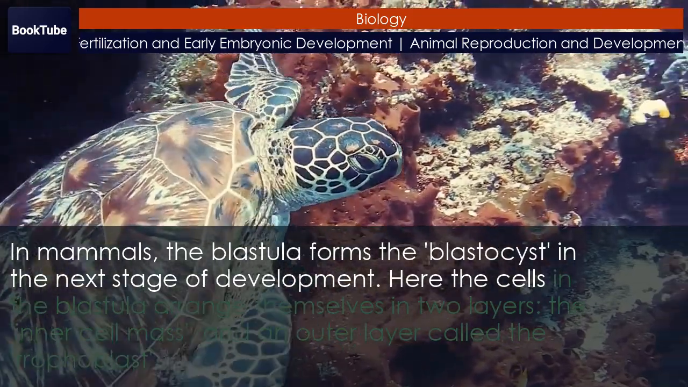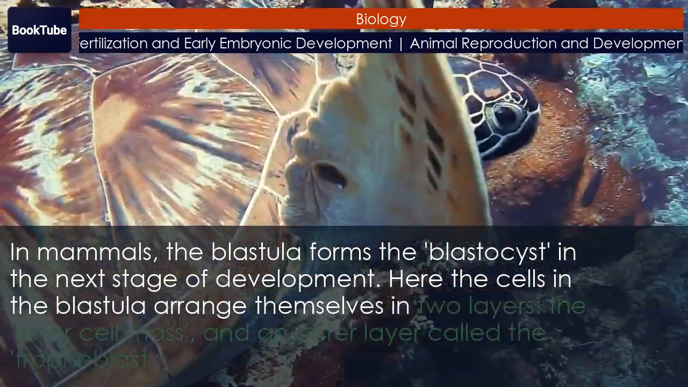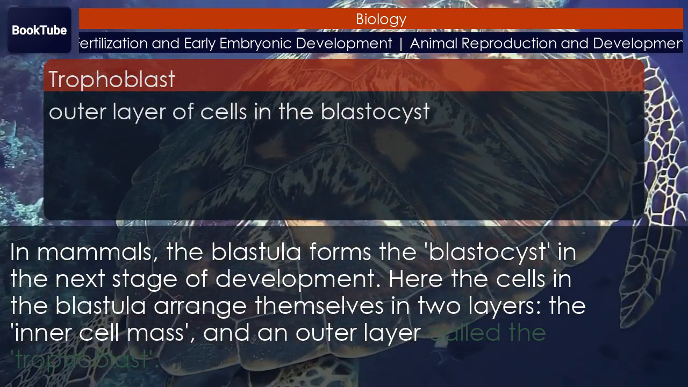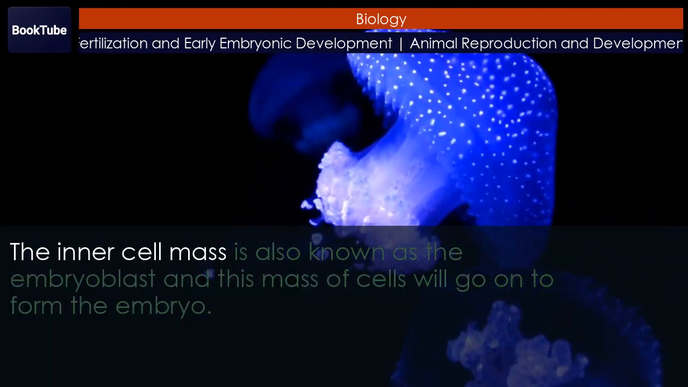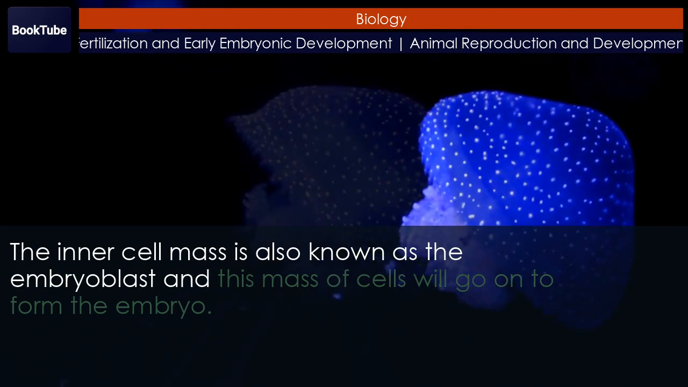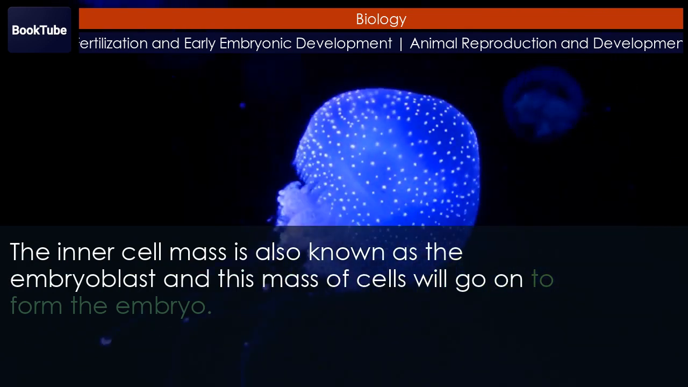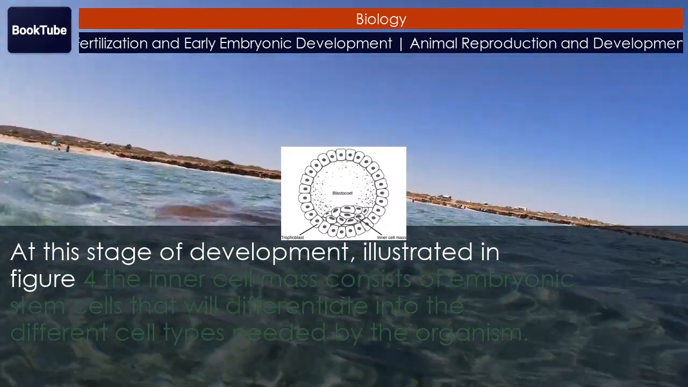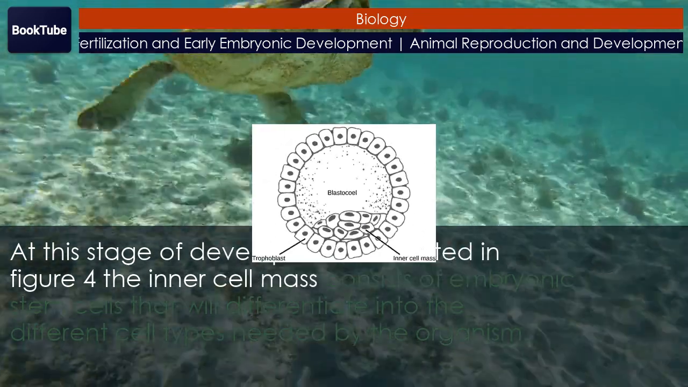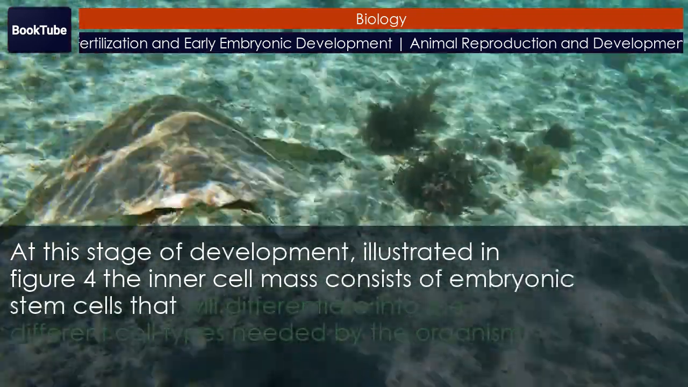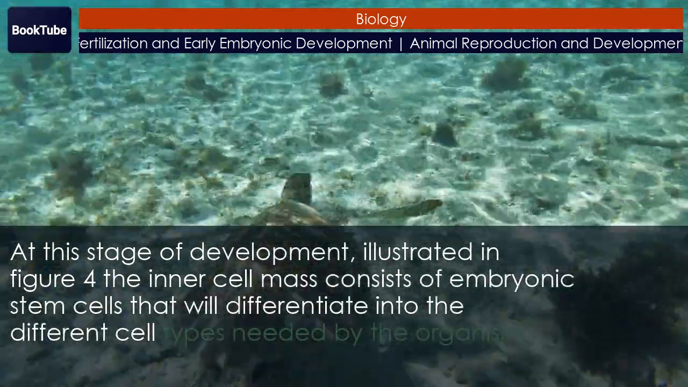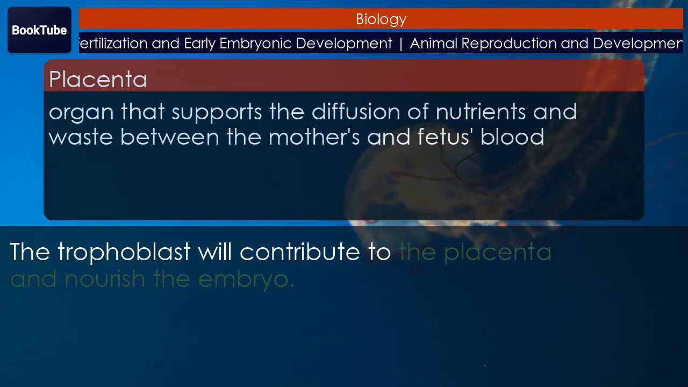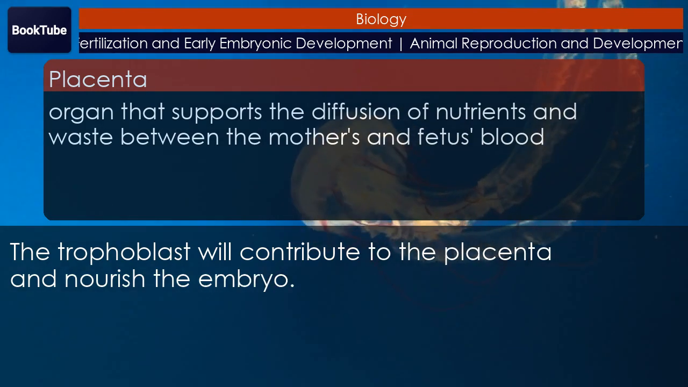Here the cells in the blastula arrange themselves in two layers: the inner cell mass and an outer layer called the trophoblast. The inner cell mass is also known as the embryoblast, and this mass of cells will go on to form the embryo. At this stage of development, illustrated in Figure 4, the inner cell mass consists of embryonic stem cells that will differentiate into the different cell types needed by the organism. The trophoblast will contribute to the placenta and nourish the embryo.